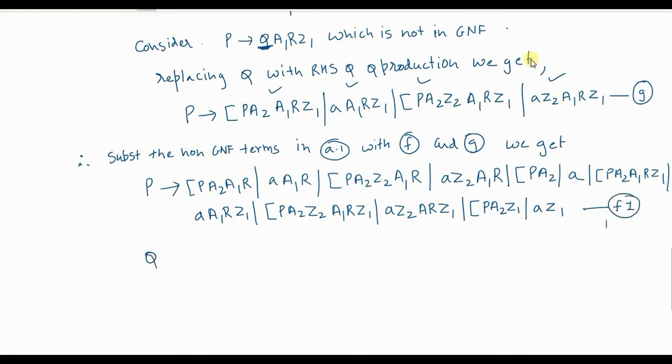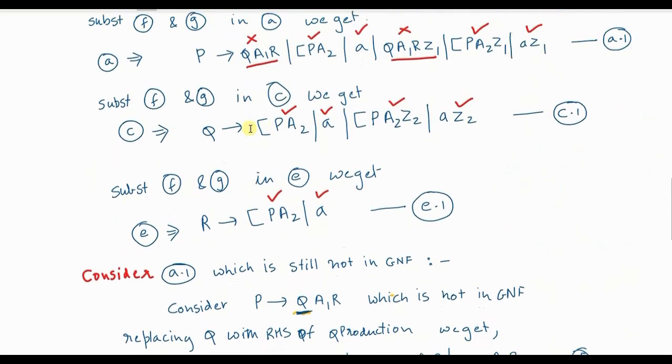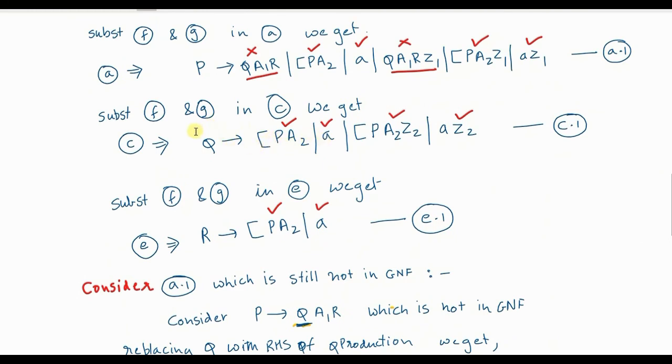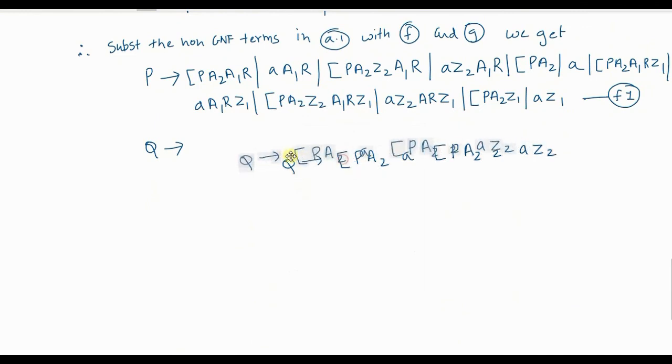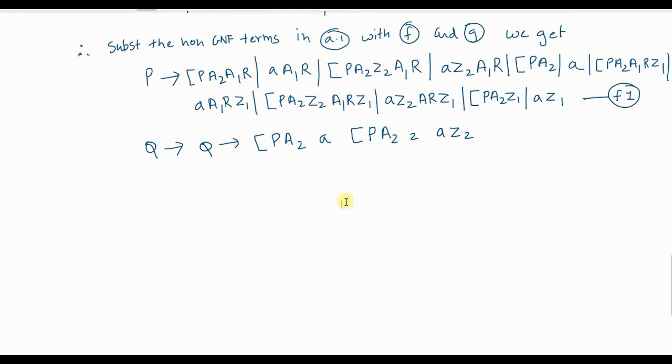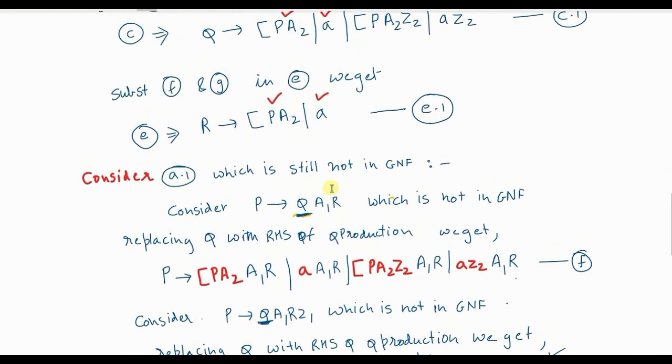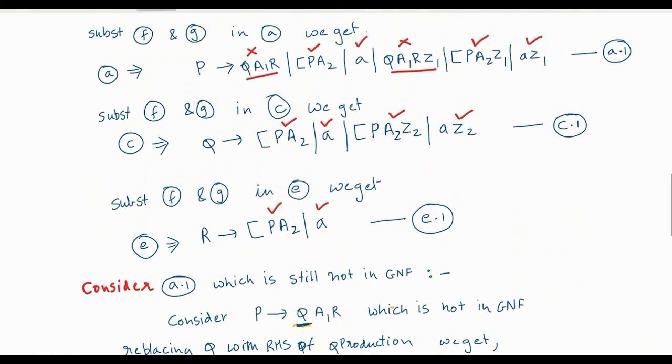Now the Q production. In the final Q production, everything was in GNF, so I am going to write everything from the Q production as it is. So Q gives, just copy paste it, the full Q production, that is bracket PA2 slash A slash bracket PA2.